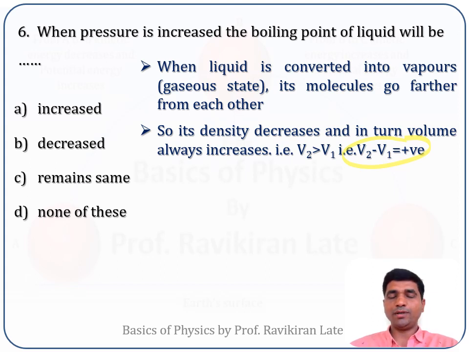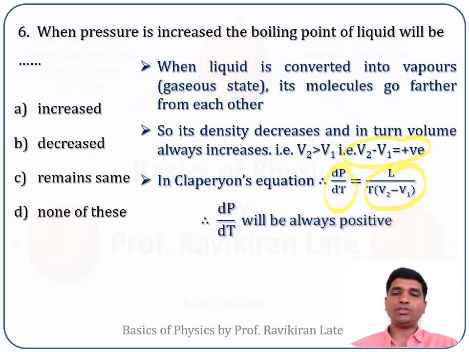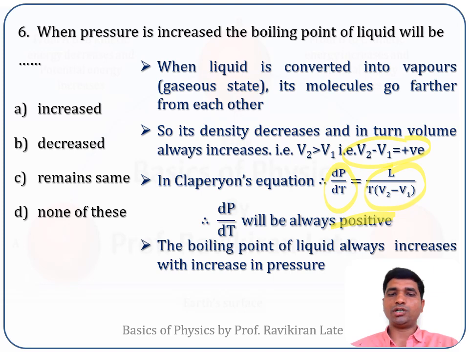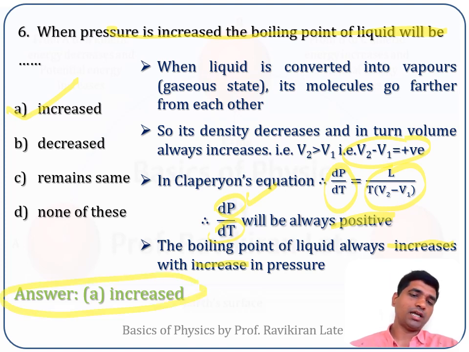As its volume will increase, V2 minus V1 will be a positive number. If I substitute this value in this equation, then dP by dT will be a positive quantity, which means an increase of pressure will increase the boiling point of the liquid. So the correct answer for this question is option number A: when pressure is increased, the boiling point of the liquid will be increased.